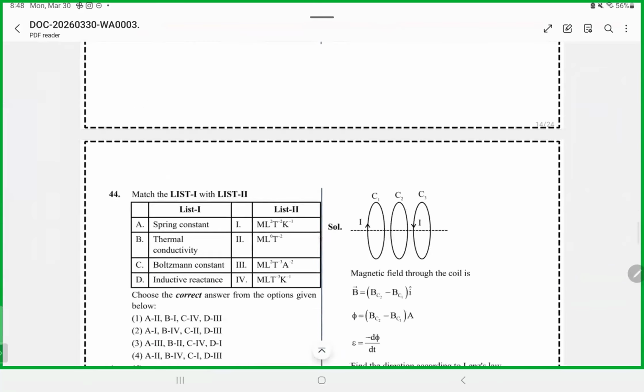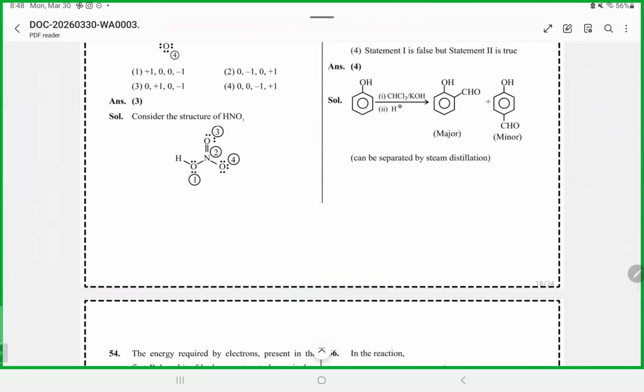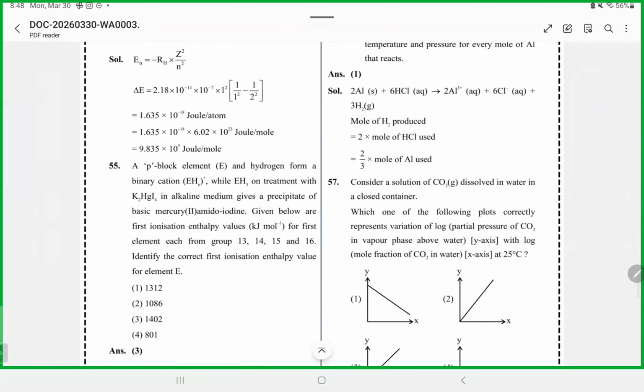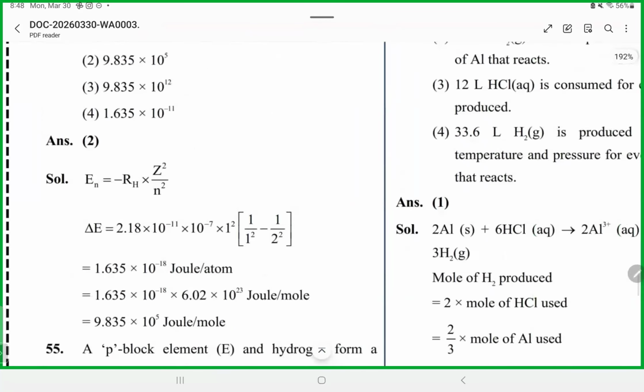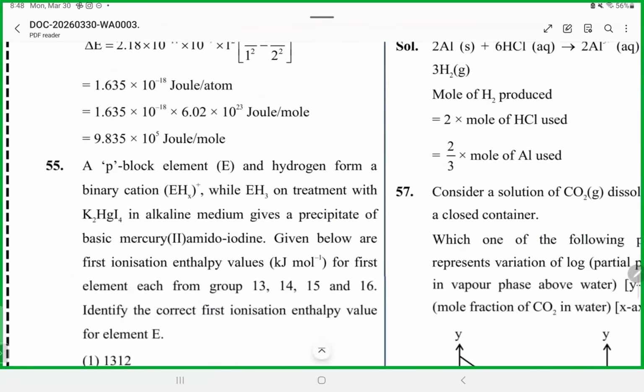How many questions did we do? Because if you write it like this, it is more confusing. R H z square by n square. So whatever you read, do it only in the same way.